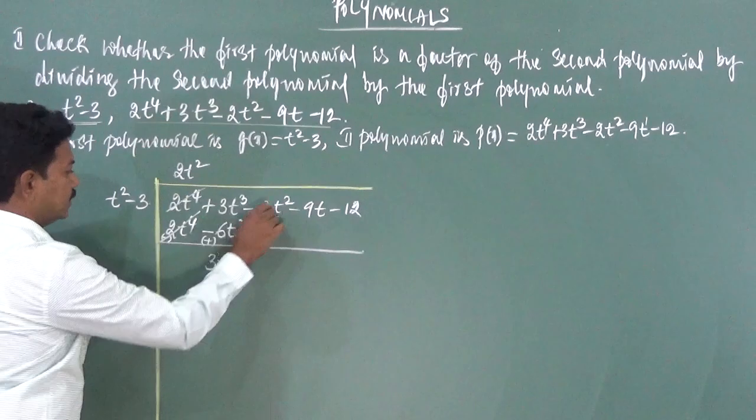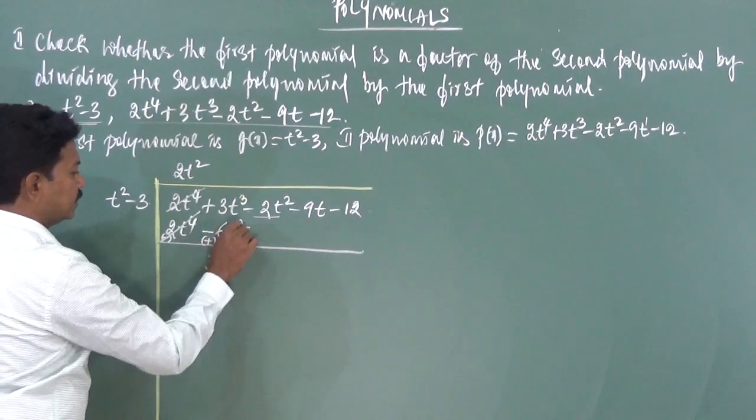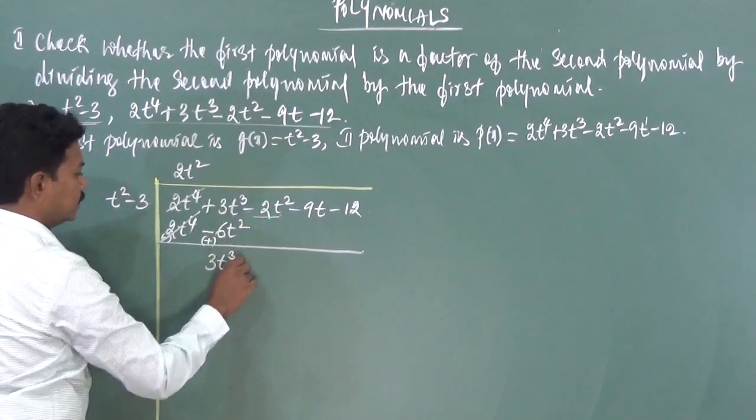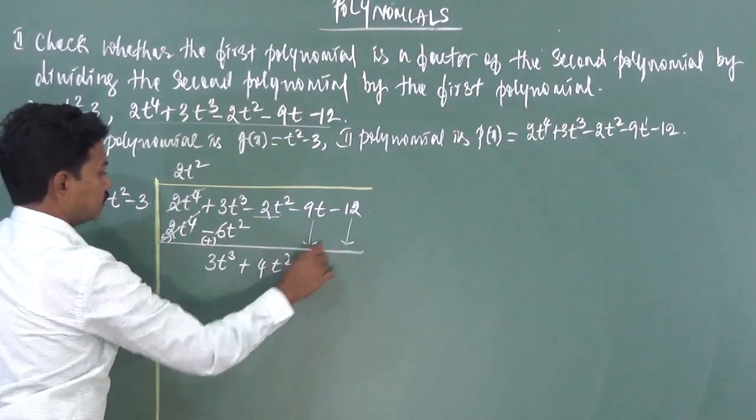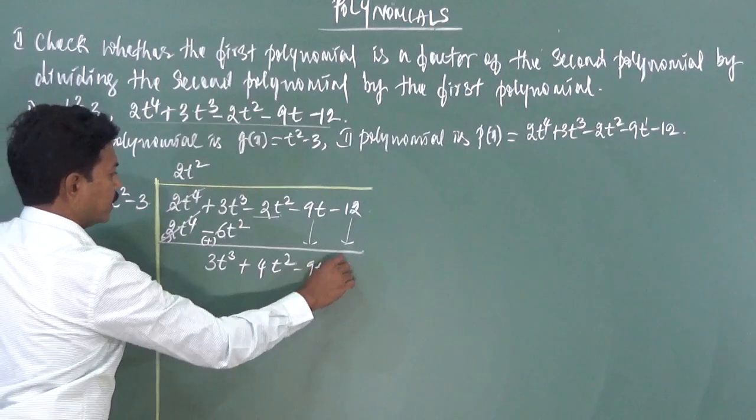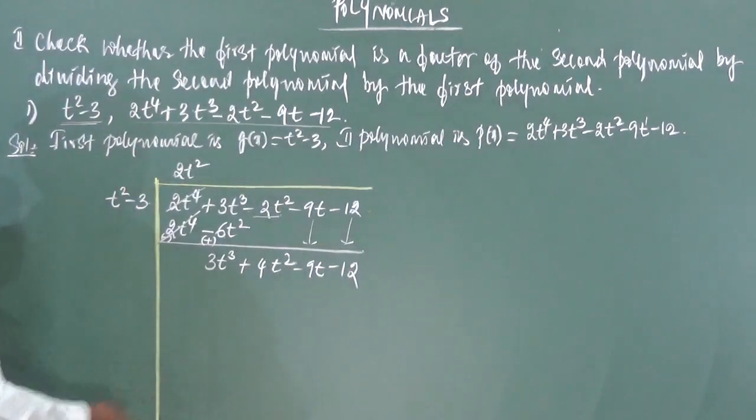So then we will simplify these two. So minus, that is plus 6t square minus 2t square is plus 4t square. So let us take these two terms, minus 90 minus 12. So again we will start the process.